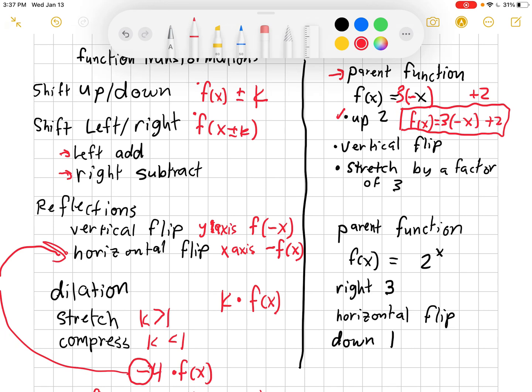To move something to the right, we've got to include it as part of the exponent. And since we want it to go to the right, we've got to subtract, because when it's to the right, we subtract. So let's subtract 3 from the exponent.